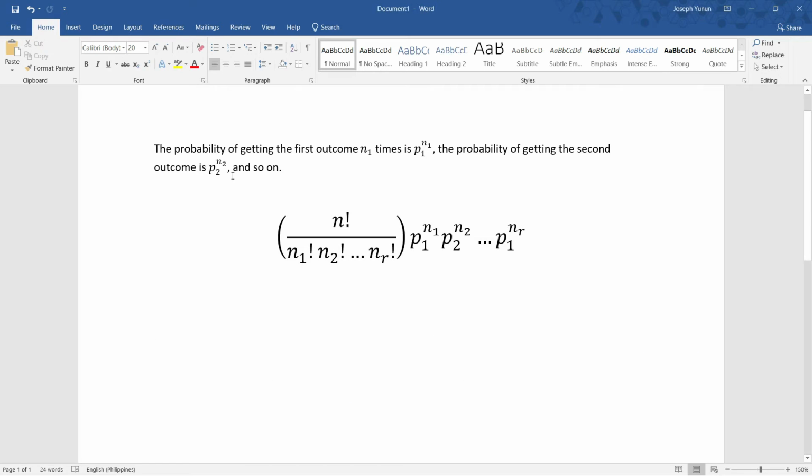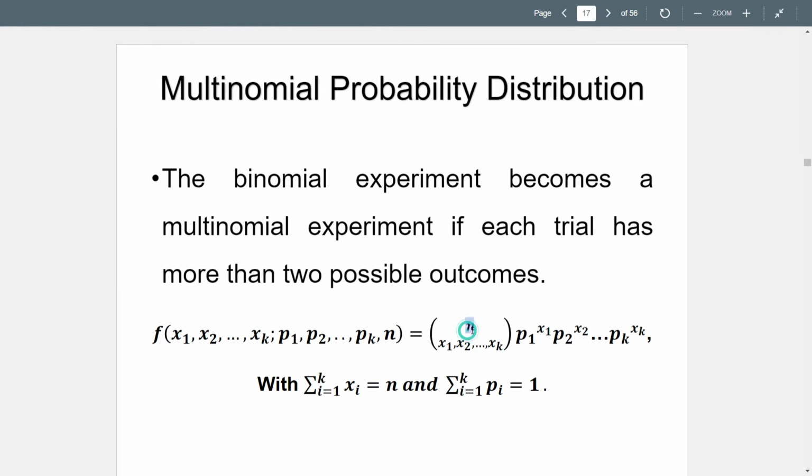So let's see this one. The probability of getting the first outcome n1 times is the probability of success 1 raised to n1. The probability of getting the second outcome is the probability of success 2 raised to n2, and so on. So you'll have this formula. Going back to the earlier formula, it should be n factorial over x1 factorial, x2 factorial, and so on, up to xk factorial.